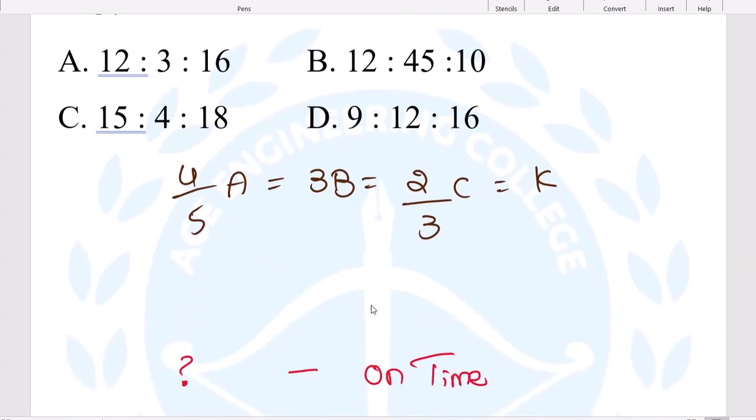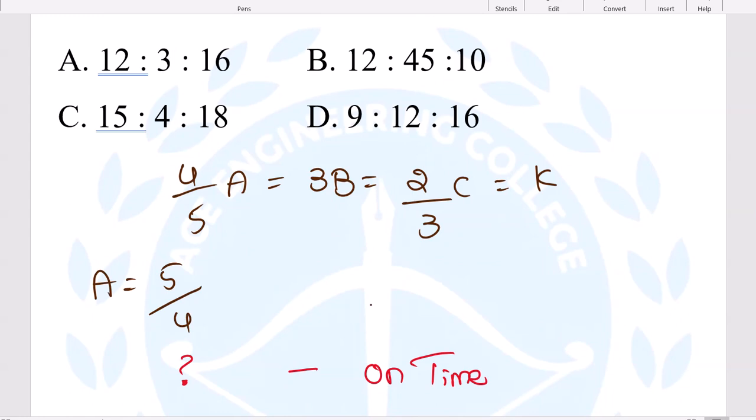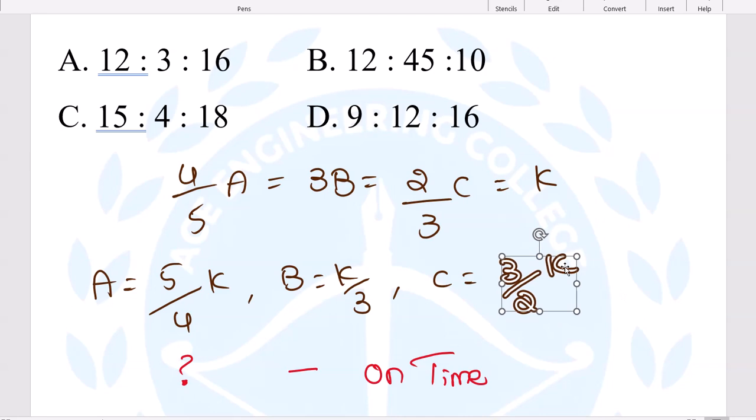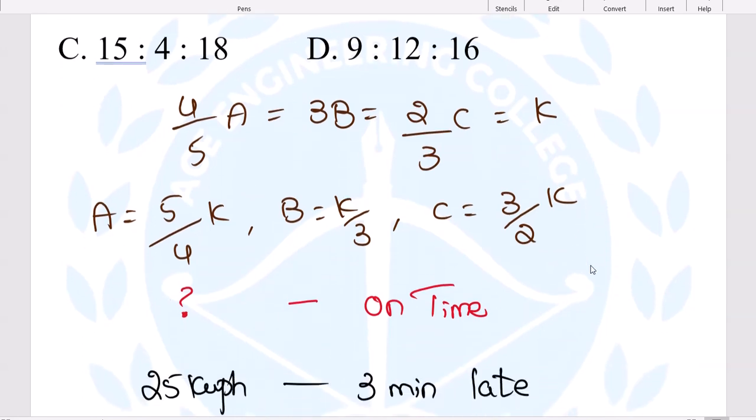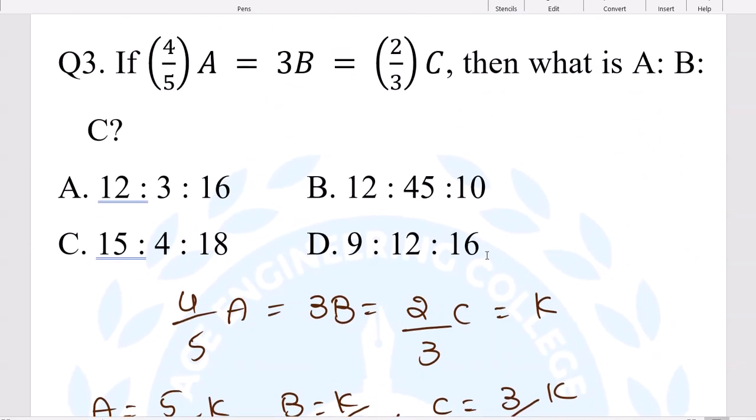Then we'll get a equal to 5 by 4k. B is nothing but k divided by 3. C is nothing but 3 by 2k. We just map all this. I'm considering all this equal to k, or you can consider all that equal to some value also, fine. It's all your wish. Different people will take in a different style. Okay, now when you map A, B, C, you know that k will be common. You can cancel it.